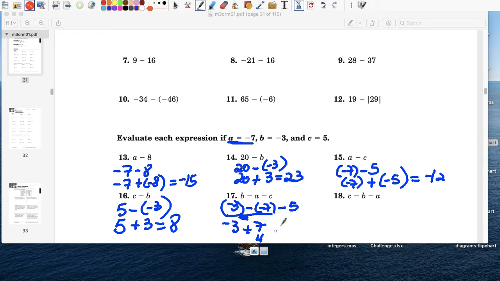Now let me bring that minus 5 here. 4 minus 5. So 4 minus 5, we can change it again. The 4, subtraction becomes addition, and 5 becomes negative 5. Who wins, the negatives? And negative 1. C, what's C? C is 5 minus B, which is negative 3, minus A, which is negative 7.